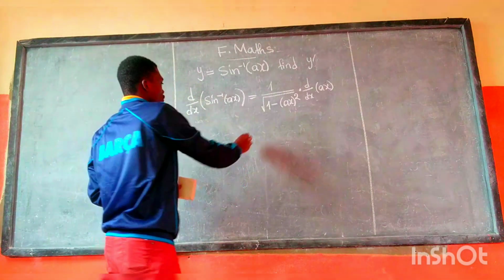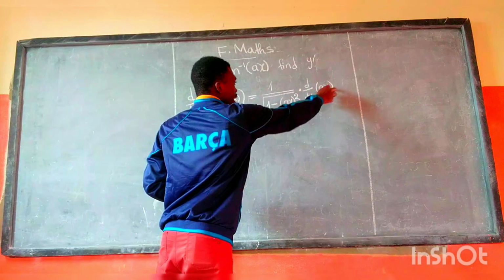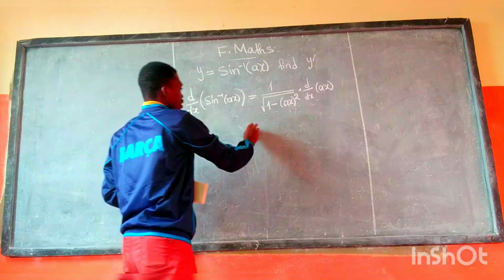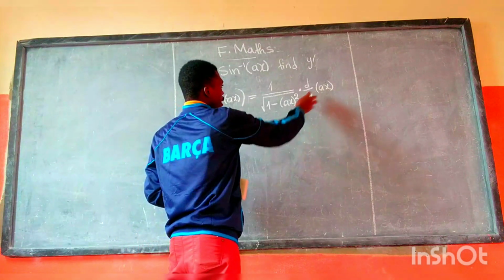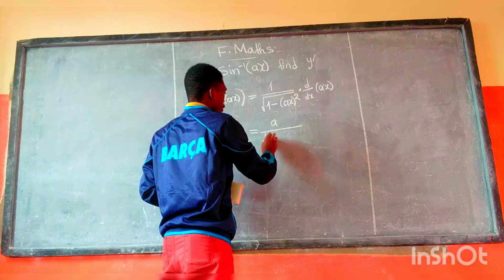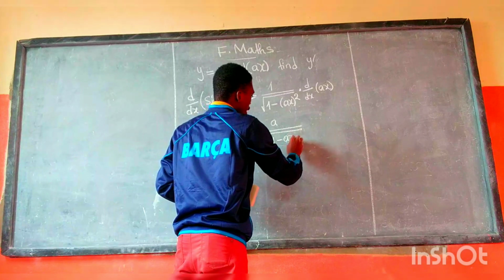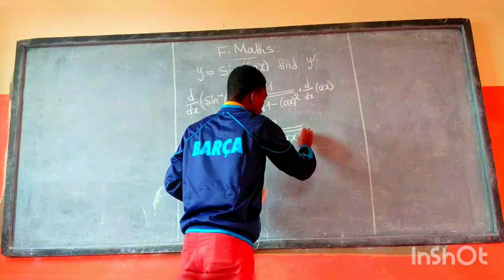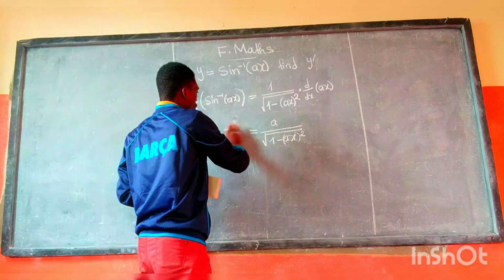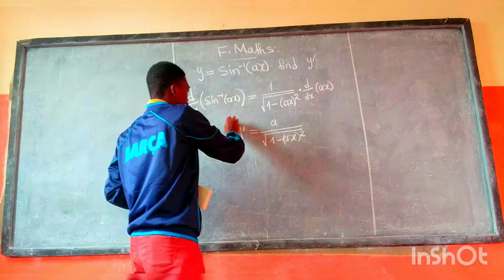Good. So with this now, I know that when I differentiate ax with respect to x, I have a. So this is going to be equal to a on the square root of 1 minus ax, all that squared. So this is the value for y prime. Y prime is dy dx.